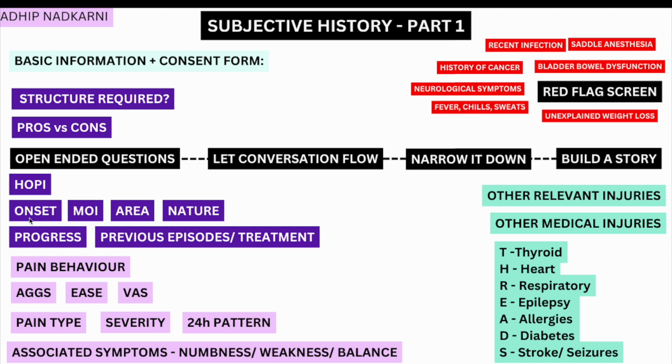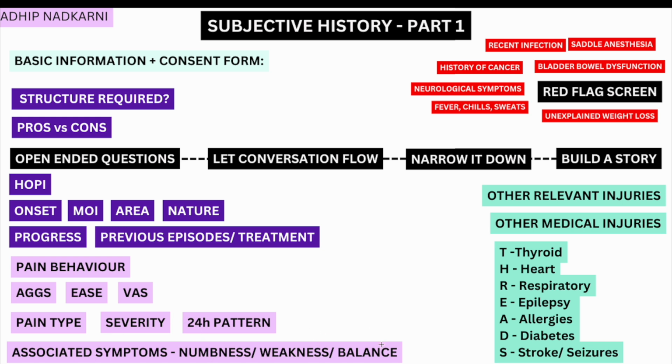Now, this would be onset, when did the pain start, the mechanism of injury, how exactly did it happen, the area of pain, the nature of pain, how it has been progressing, if they have had any previous episodes or any treatment around this condition, the pain behavior, that is basically what aggravates the pain, what makes it better, and how much would they rate it from scale of 1 to 10, that is visual analog scale, the type of pain, severity, if they see any pattern in pain throughout the day, that is the 24-hour pattern, along with other associated symptoms like numbness, weakness, and balance.